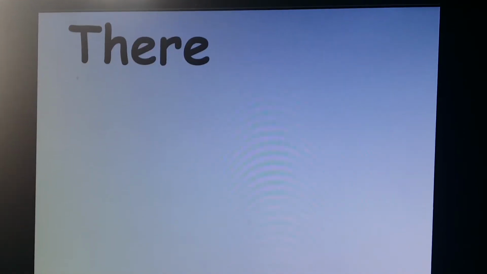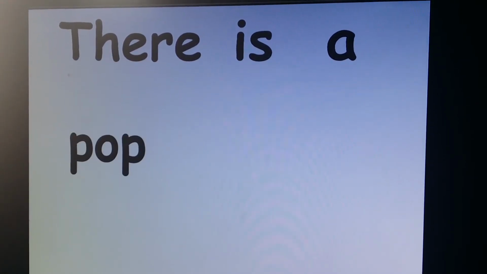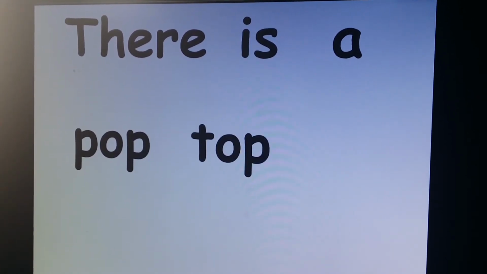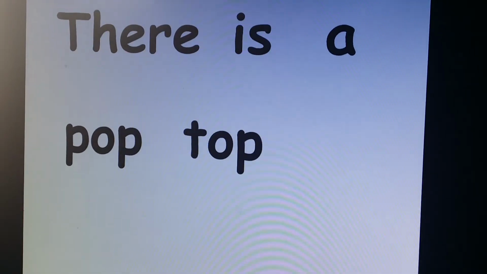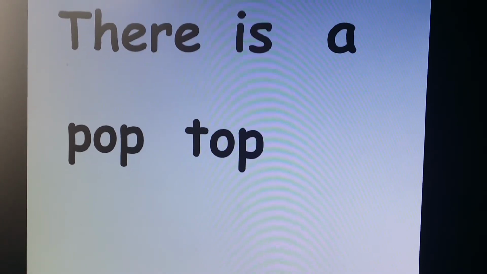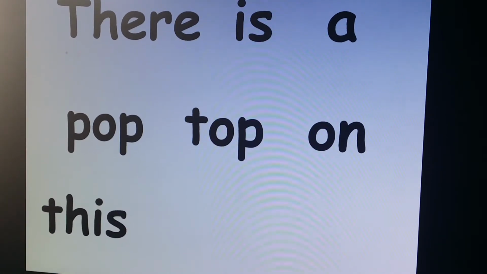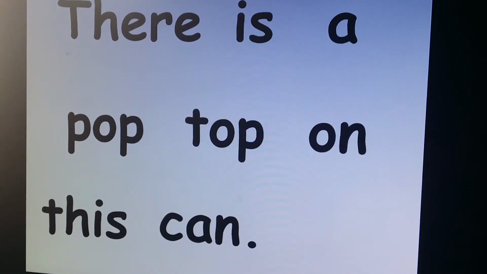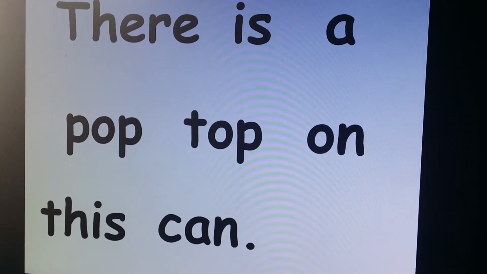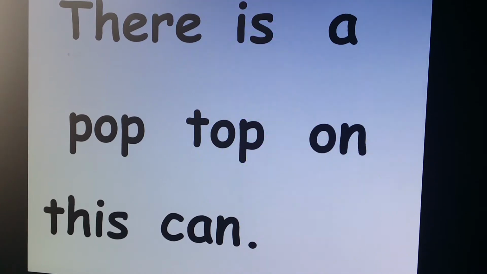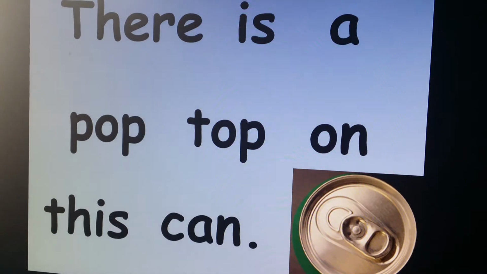There, that's a sight word. There is a pop top. Okay, what do we have so far? There is a pop top on this can. Good. Read the whole sentence for me now. There's the can and there's the pop top.